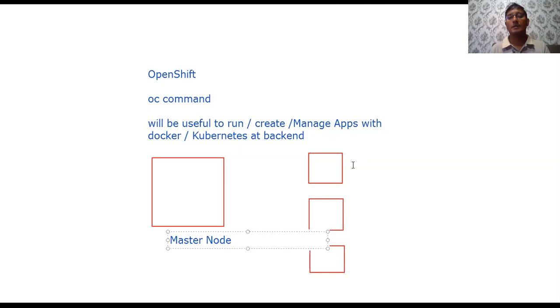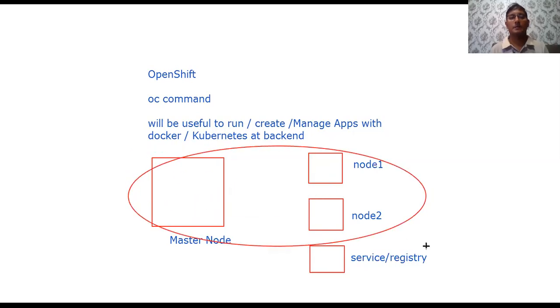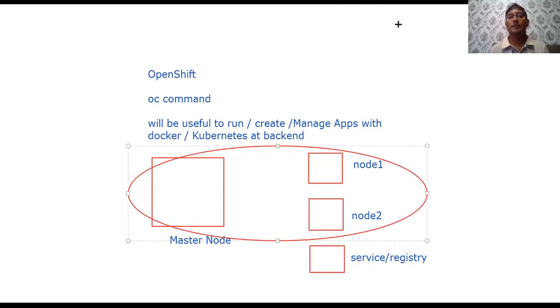Master node. This we can call node 1, node 2. Then here we can call it the service registry node. Registry. So this combination, whatever combination we have, we can call it an OpenShift cluster.